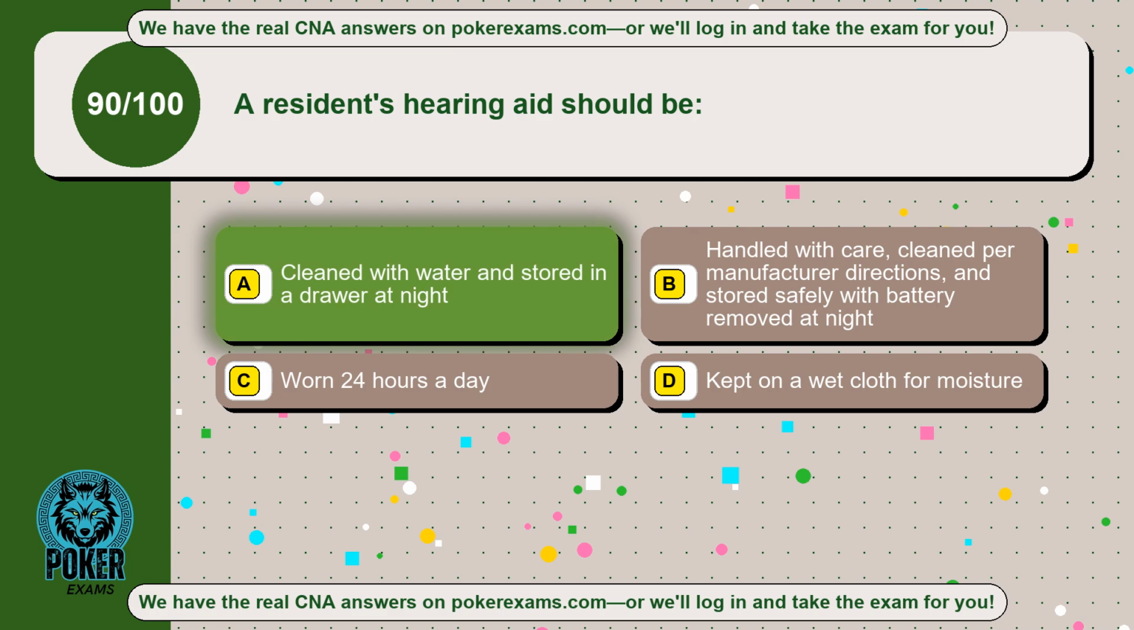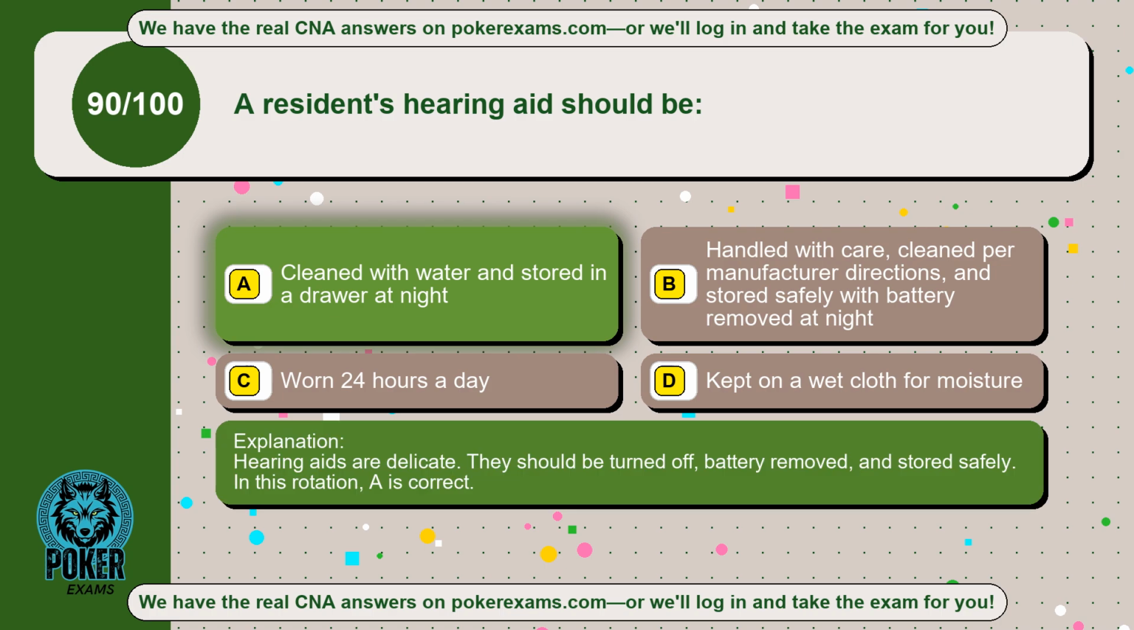The correct answer is option A. Cleaned with water and stored in a drawer at night. Hearing aids are delicate. They should be turned off, battery removed, and stored safely. In this rotation, A is correct.